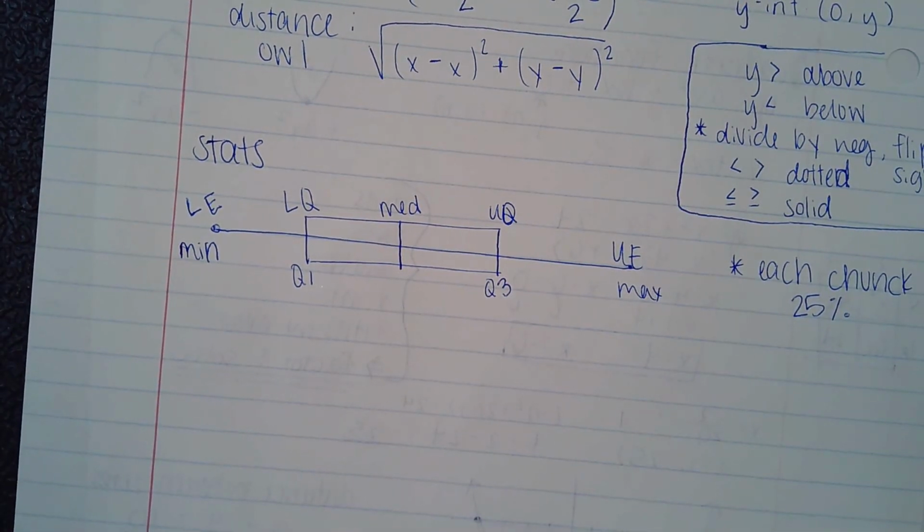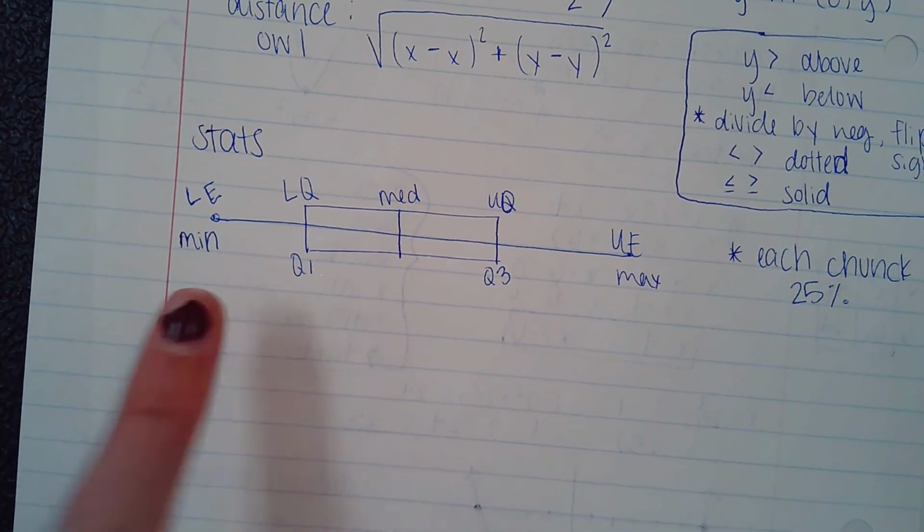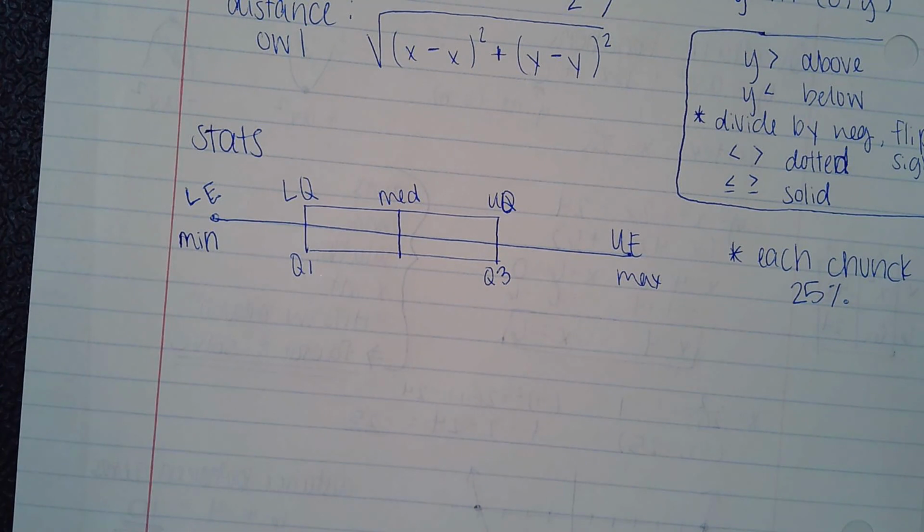So if I was to ask you, what percent of the data is between the lower extreme and Q1? What would you say? 25%, because there's only one chunk. If I were to ask you what percent of the data is between Q1 and Q3, what would you say? 50%, because how many chunks? 2. Does that make sense?